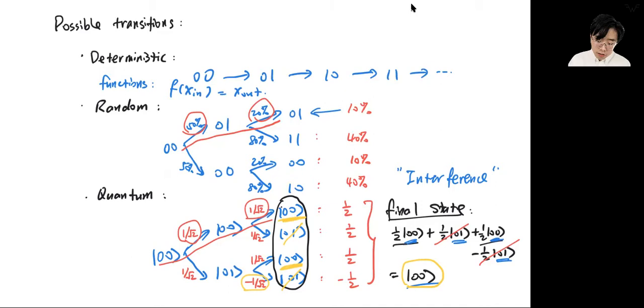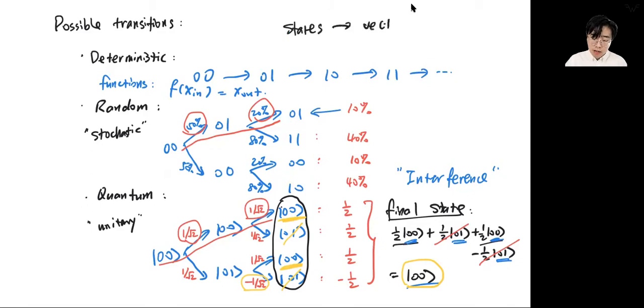Random transitions are in fact stochastic processes, and quantum transitions are what they call unitary processes. And we can use more rigorous mathematical representations for these transitions by writing the possible states as vectors, and then possible transitions as matrices.